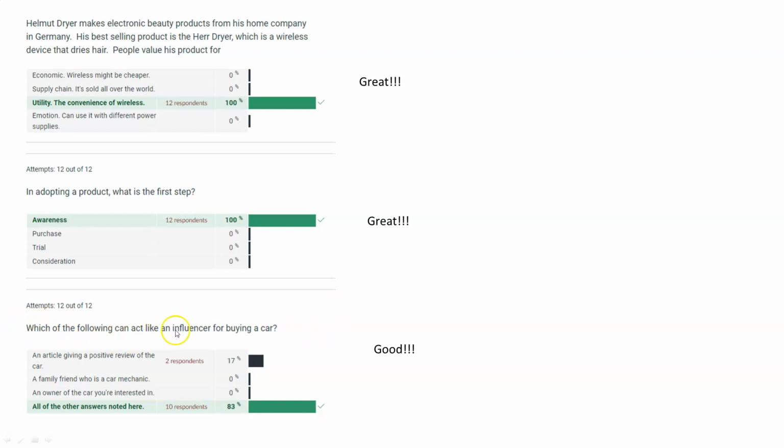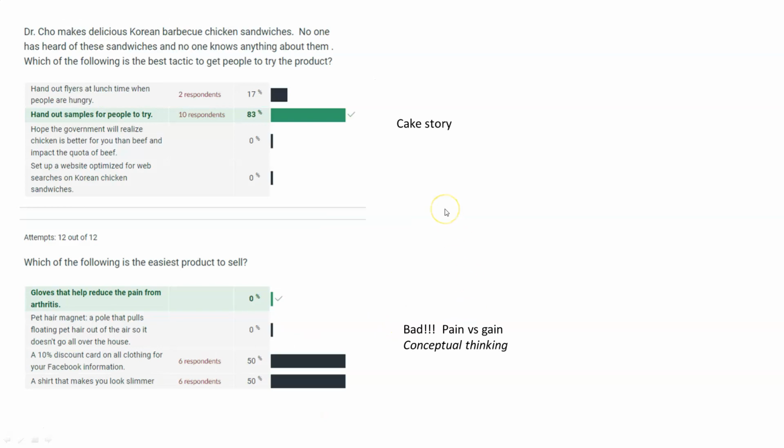Anyway, which one of these can act like an influencer for buying a car? And I think the people who picked this one didn't really look at the other answers. And that's the problem when you rush through a quiz. You tend to jump at the first answer that you think is right, but read through all the other answers noted here. A family friend who is a car mechanic can be an influencer, and an owner of a car you're interested in can be an influencer. And so everything's there.